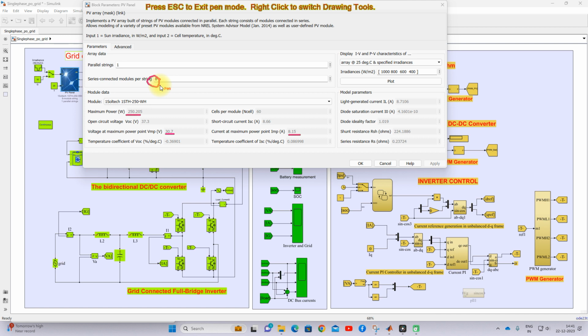Then we will have a voltage of around 8 into 30, which is around 245 volts. A single panel has 250 watts, so the total power generation is around 250 into 8, almost 2000 watts. And here you will see that we can draw the IV and PV characteristics for different irradiation conditions. Here I am going to click this one.